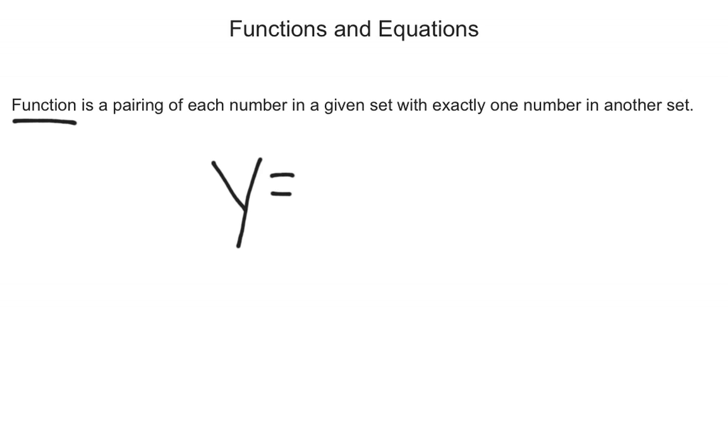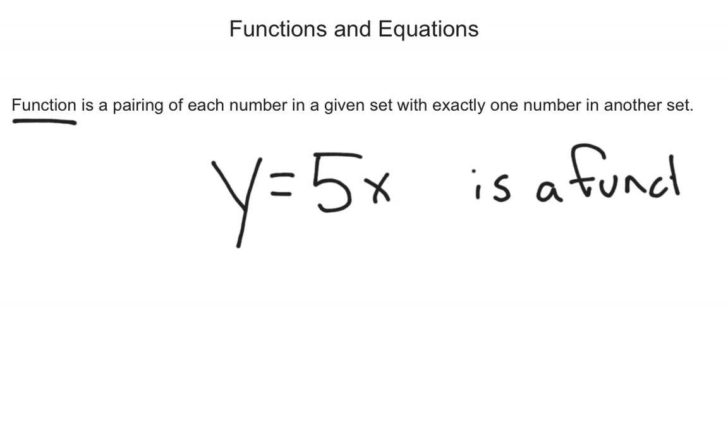Something like y equals 5x. Y equals 5x is a function. And again, as our definition says, a function is when you pair one number from a given set with exactly one number from another set. Well, what's new to us today is this. We haven't really dealt with equations that had two different variables, and we have an x and a y here. That's what a function is talking about: if I have a whole bunch of x's, no matter what numbers they are, if I plug those numbers in place of x, I'll be able to solve this and get a specific y that goes with it.